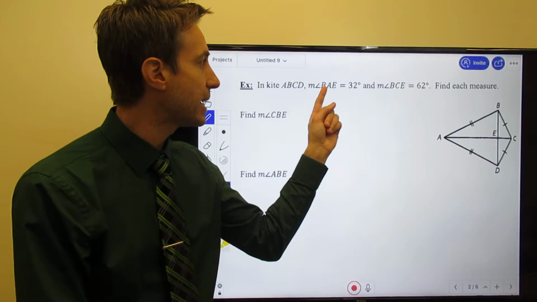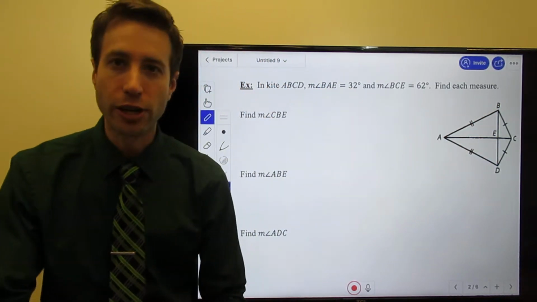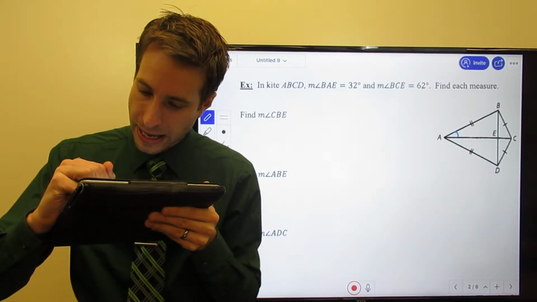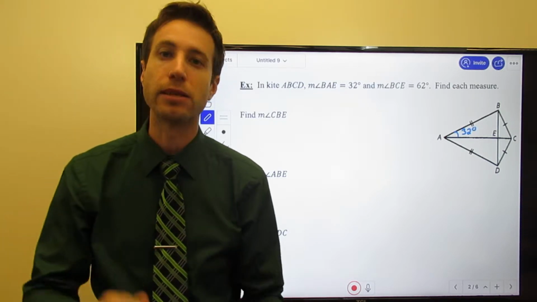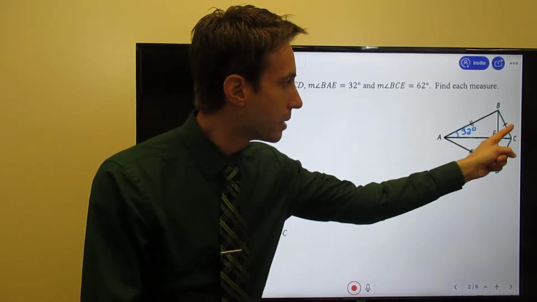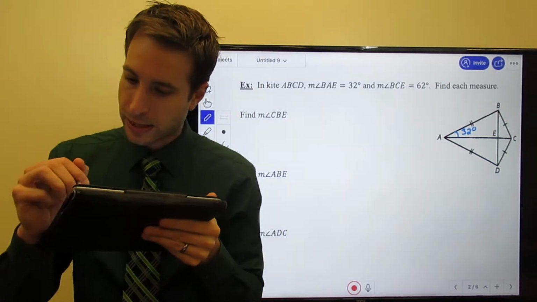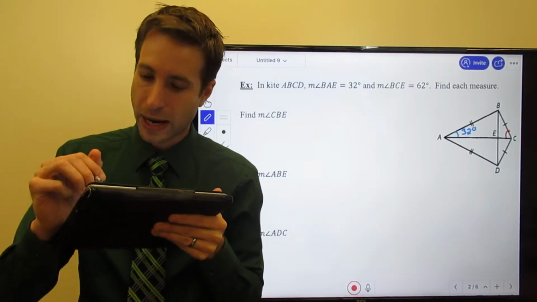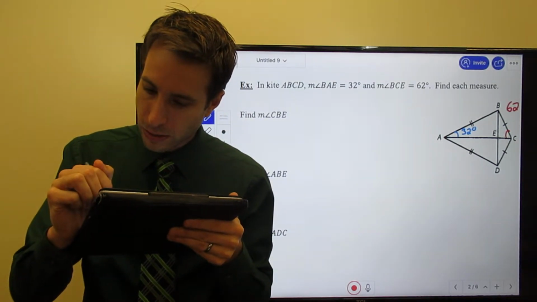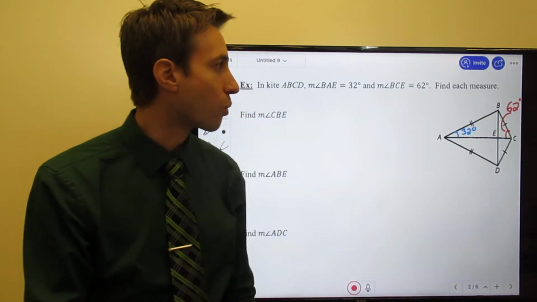I tell you that BAE is 32 degrees. Let me go ahead and put that right down in here. That guy is 32 degrees. Awesome. I then tell you that BCE, so that angle right there, is 62 degrees. Let me put that in there. This angle right here, I don't think I'm going to be able to squeeze it in, so I'll put it right up here, 62 degrees, and it's that angle right there, right? That's pointing to that angle right there.